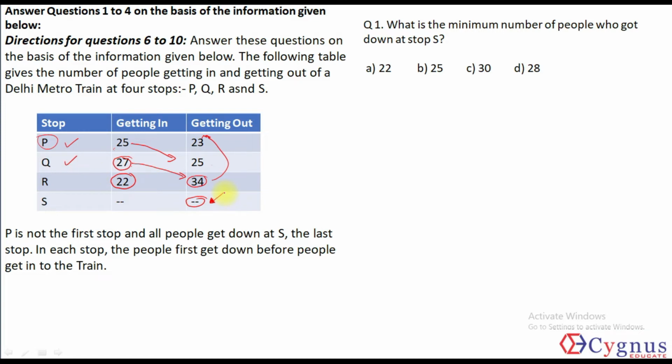My objective is to minimize the number of passengers who got down at stop S. So what I can assume is that the people who boarded from P and Q must have got down at Q and R. That is possible. So at least these 22 passengers are there in the train before the stop S. So all these 22 passengers will get down at which stop? Stop S. So my answer becomes the first option. Yes or no? I hope this is okay. Let's look at the next one.